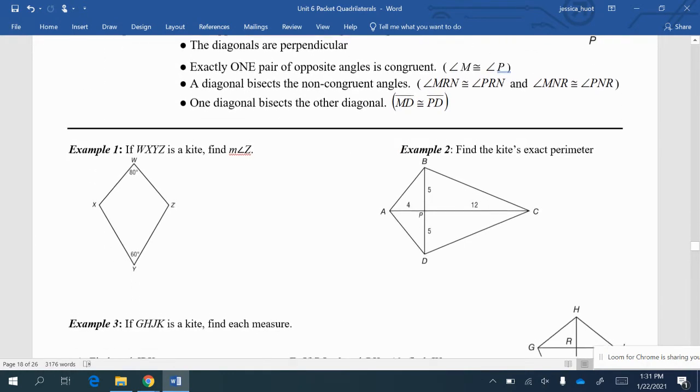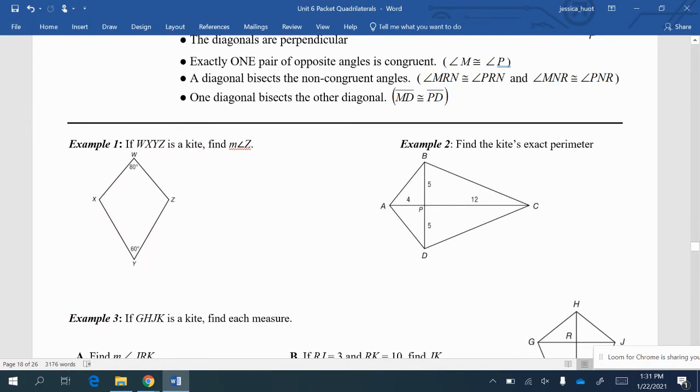So example 1, if WXYZ is a kite, find the measure of angle Z. So we can tell that these two angles are not congruent to each other. Since there is one pair of congruent angles, that would make angle X and angle Z congruent to each other. So angle X is congruent to angle Z.